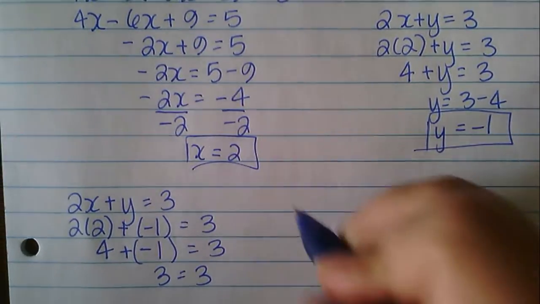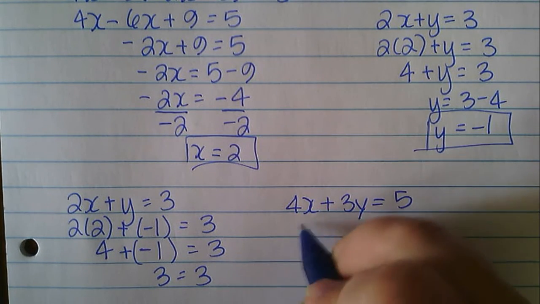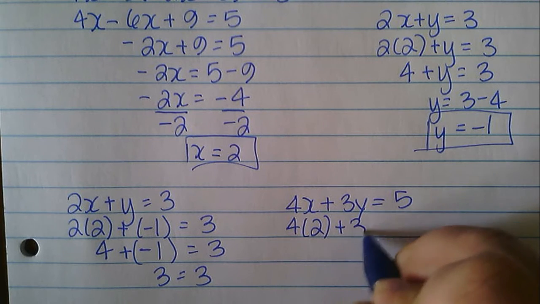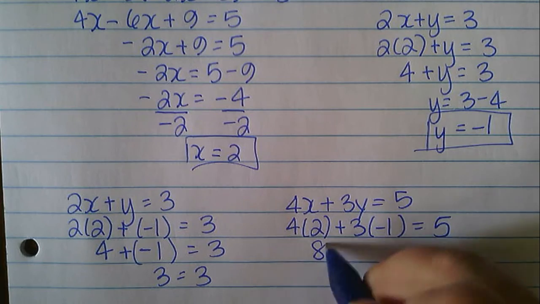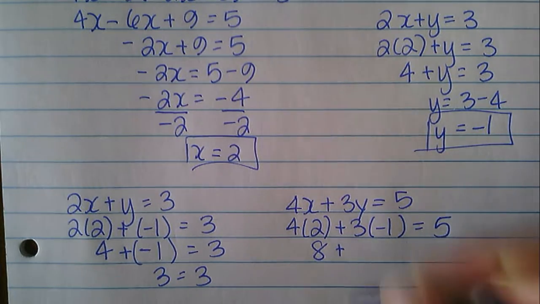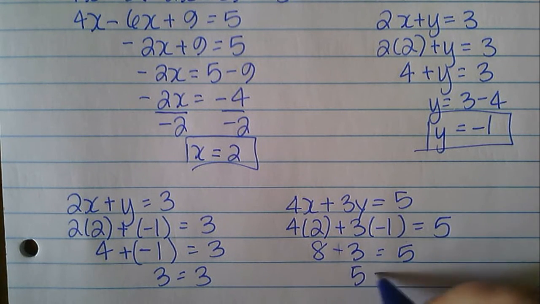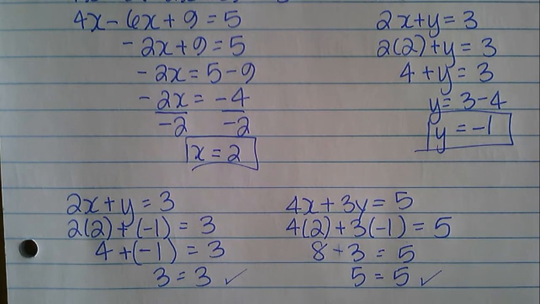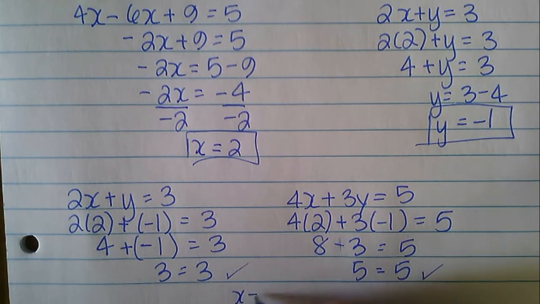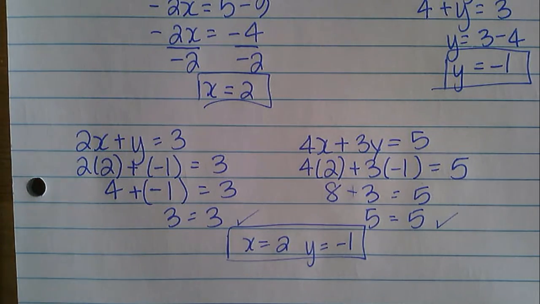Let's try the other equation, 4x plus 3y equals 5. Let's substitute in those values. 4 times 2 plus 3 times negative 1 equals 5. 4 times 2 is 8, plus 3 times negative 1 is negative 3, and 5 equals 5. So the left side is the same as the right side. That means my solution is x equals 2, y equals negative 1. That is my final answer, the solution for my system of linear equations.